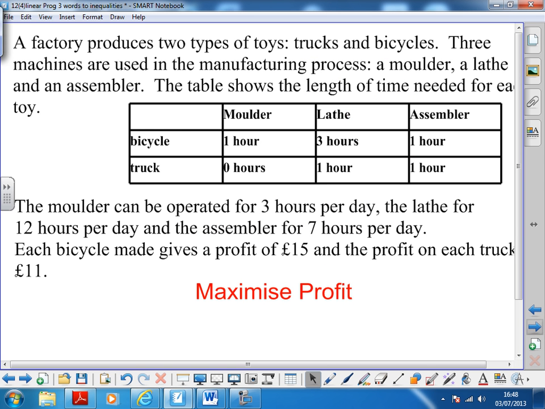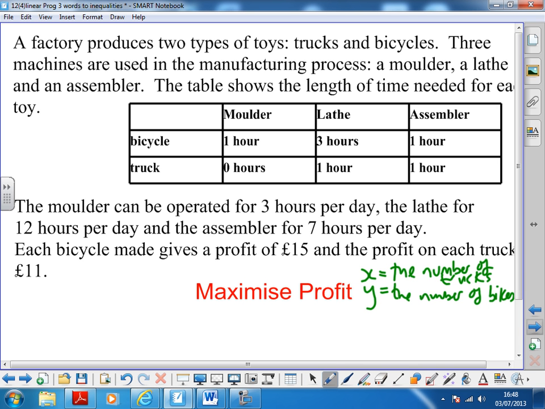Okay. So what are our decision variables? Shall we use x and y? Okay. So x is the number of trucks. Y is the number of bicycles. Okay, that's the beginning now set up. We've defined our decision variables.